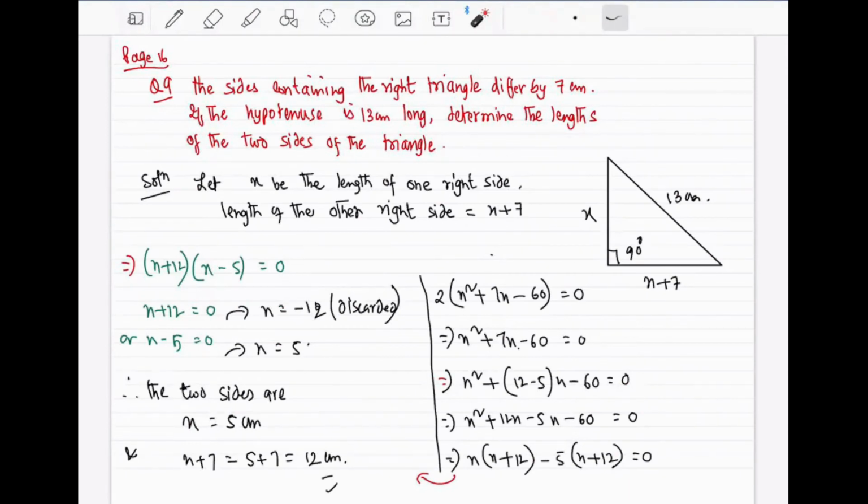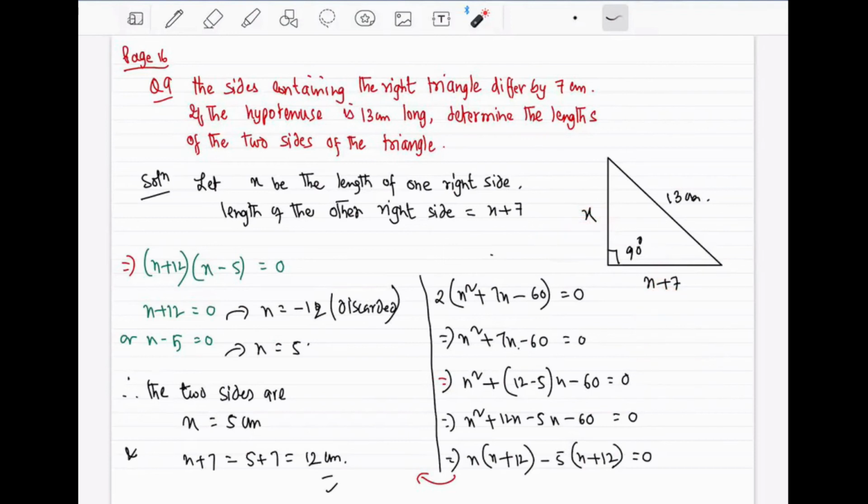Started with here, the hint is here. Side containing the right triangle differ by 7. These two sides, they differ by 7 centimeter. If I have given example before, right? If I take this as 1, this will be 1 plus 7. That is 8. If I take this as 3, this will be 3 plus 7, so 10. If I take it as x, this will be x plus 7. That's how we are taking x and x plus 7 to be the sides of the right angle triangle.